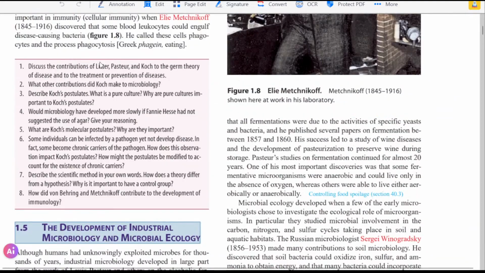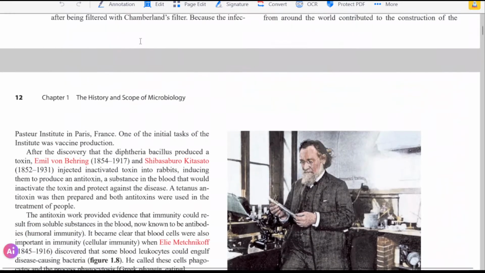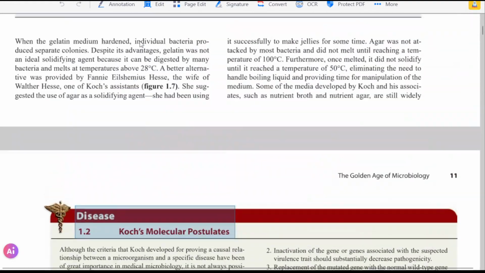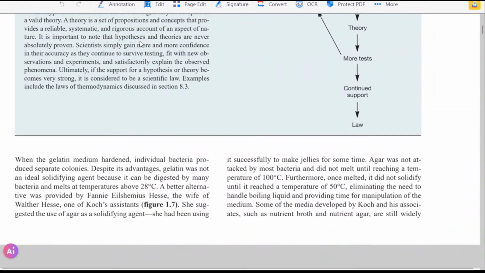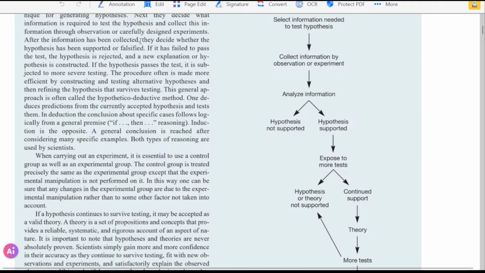And Lister developed antiseptics for the surgeries which doctors do. He said that it could prevent infections by microorganisms. It is also a proof of the germ theory of disease, that microorganisms cause disease.